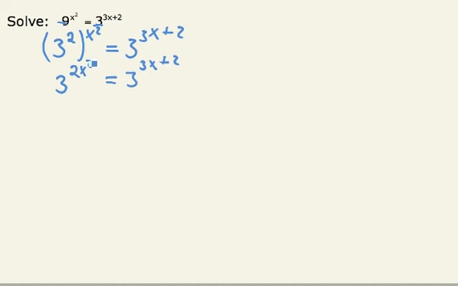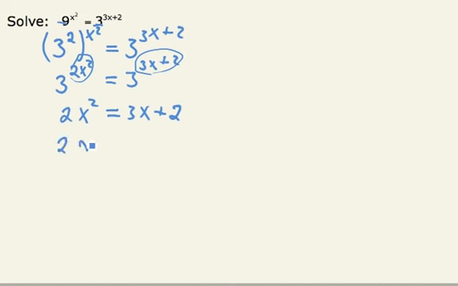If 3 to this power is the same as 3 raised to that power, then the two powers, the two exponents, have to be the same. 2x squared must equal 3x plus 2. So what we've done is we've replaced a rather difficult looking problem with a problem that we have a pretty good chance of being able to solve.